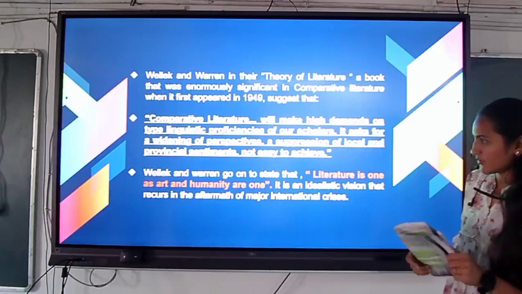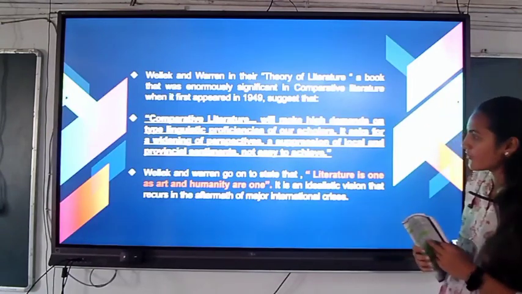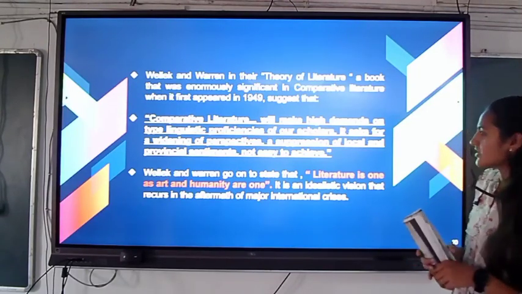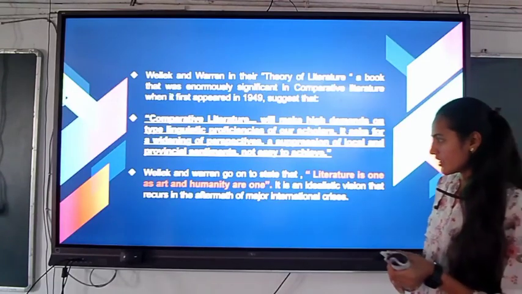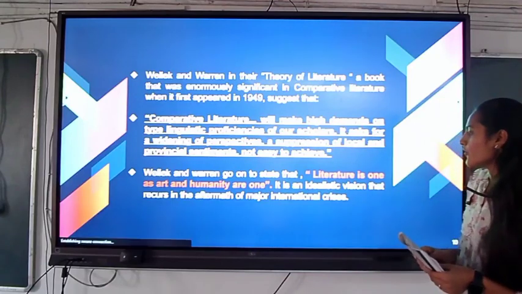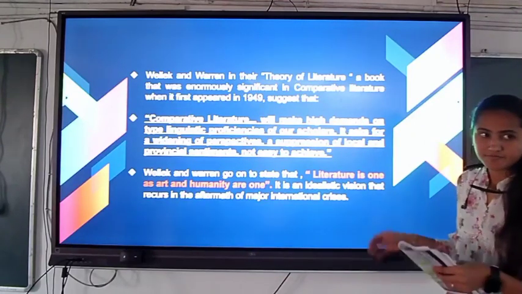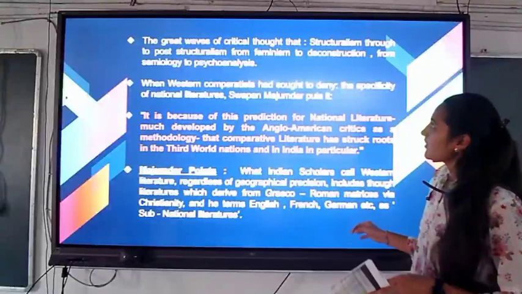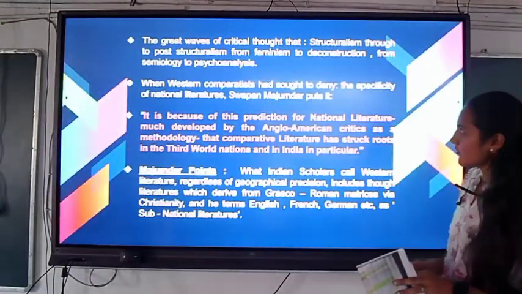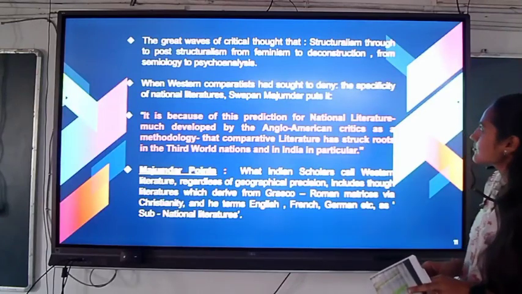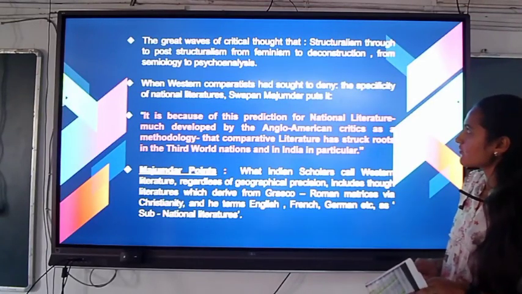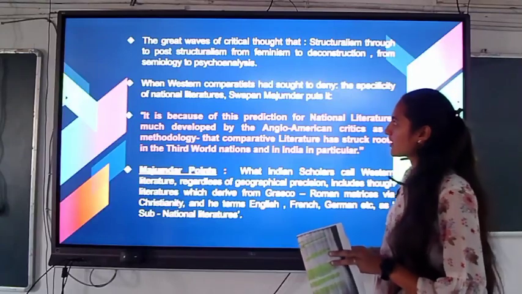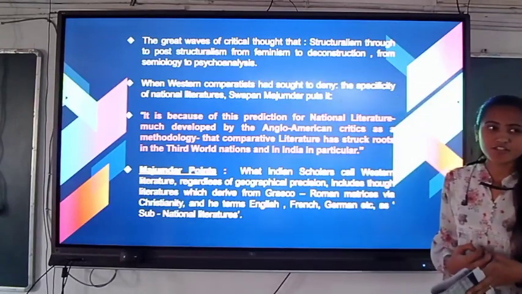And another, they both state that literature is one as art and humanity are one. It is the idealistic vision that arose in the aftermath of a major international crisis. And another says the great waves of critical thought, from structuralism to post-structuralism, from feminism to deconstruction, from semiology and psychoanalysis. Further discussion I call Nidhi.